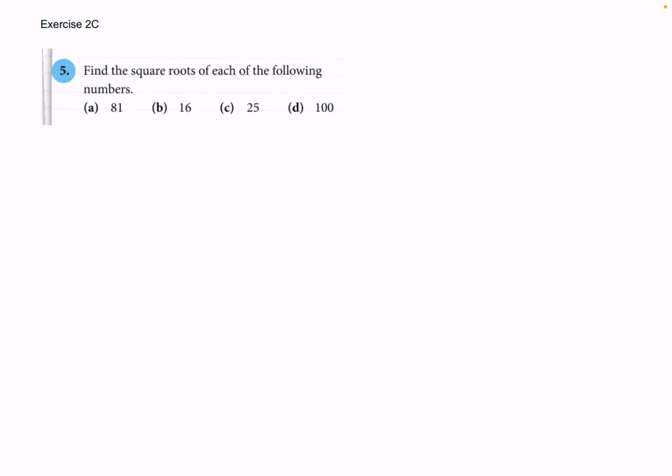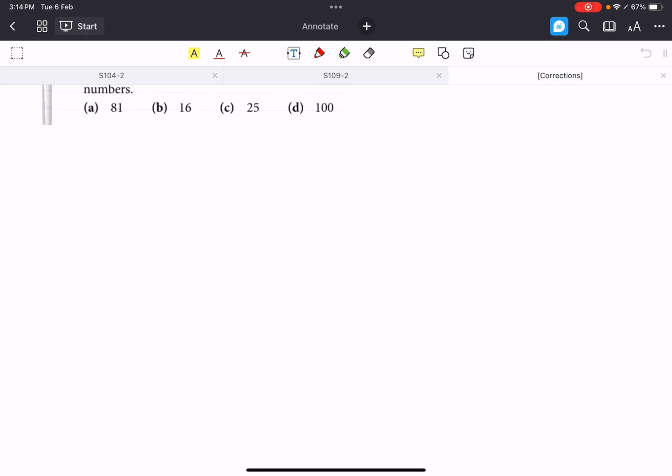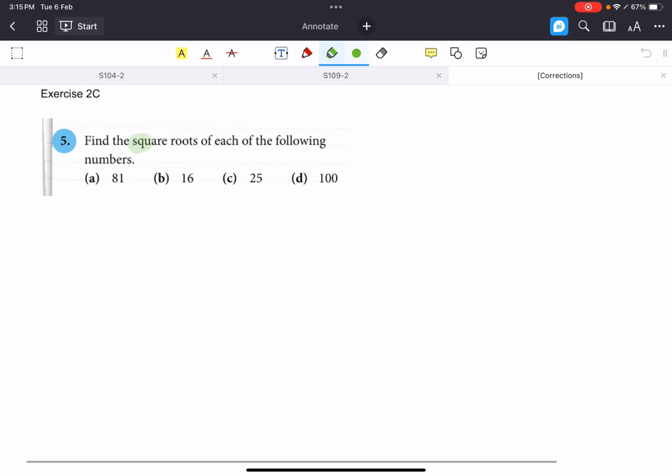So take note of the question. Why is it highlighted? It says find the square roots. When it says square roots, we already know that we want both the positive and negative roots. They use the plural, that's the default.